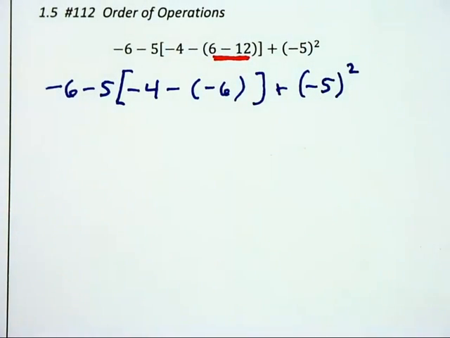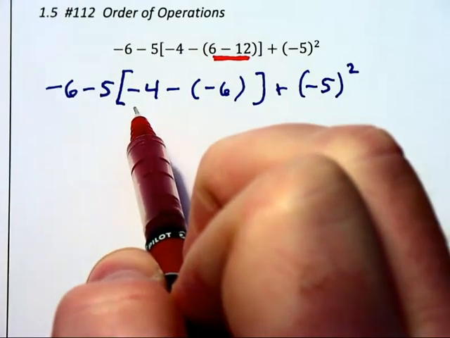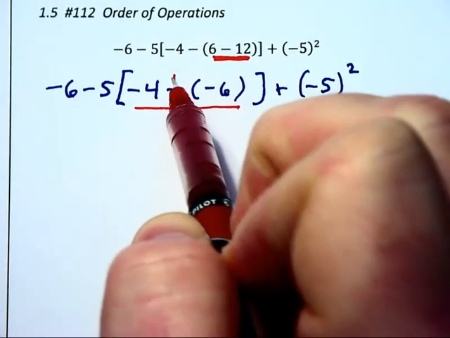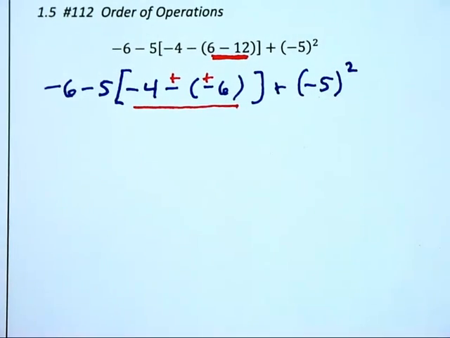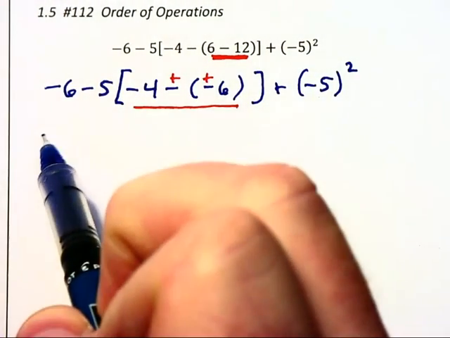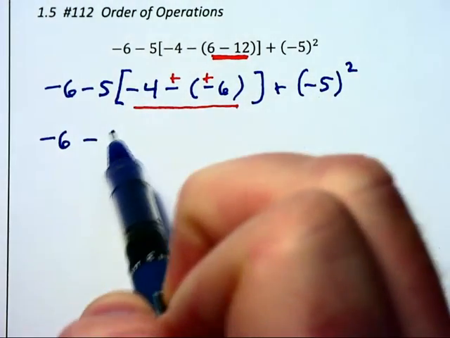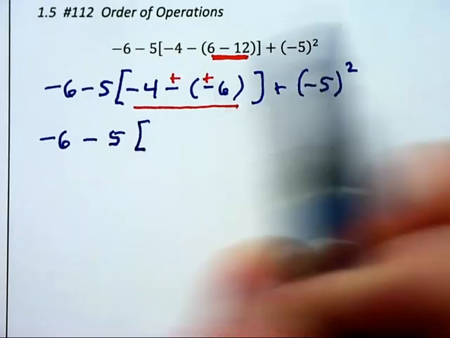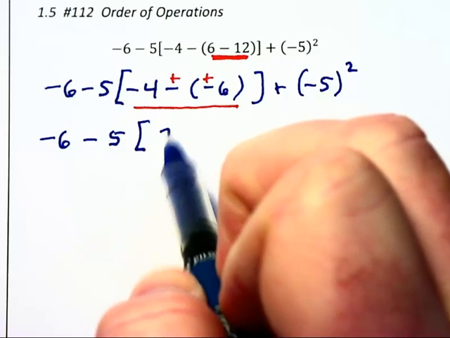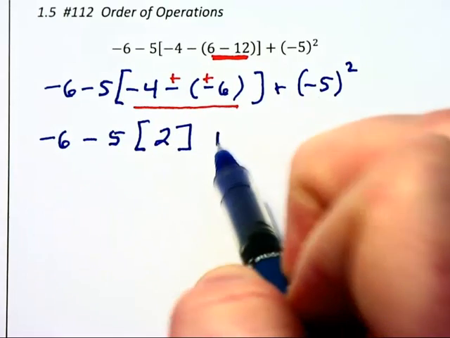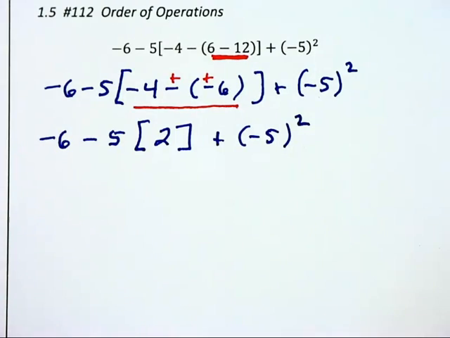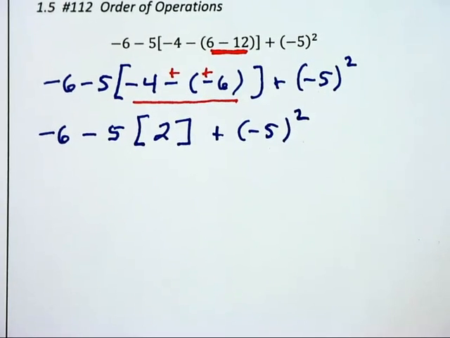Okay, still working within the brackets, we have the subtraction problem, and whenever we subtract a negative, we end up adding the opposite, so this is going to be the same as adding a positive 6. So bringing everything down, we have negative 6 minus 5 times negative 4 plus 6 really makes 2, plus our negative 5 squared, which is coming down from the line above. Okay, that's P for parentheses.